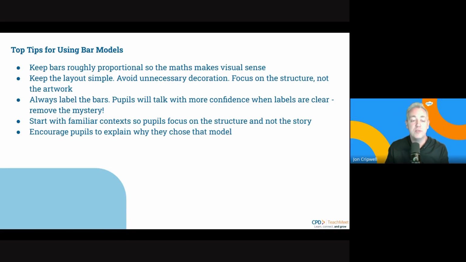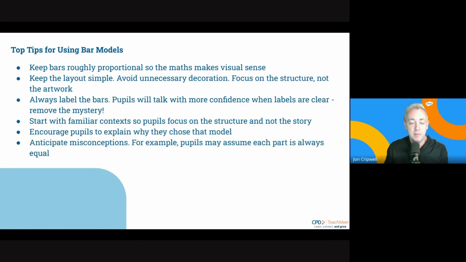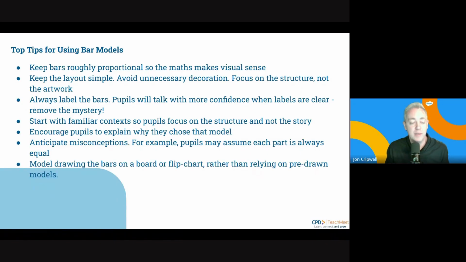Importantly, encourage children to explain why they chose that model. That metacognition, thinking about why we're doing what we're doing, is really important. Anticipate misconceptions. For example, pupils may assume each part is always equal, and that's why proportionality is really important as well. We need to show that they're not necessarily equal, except where they are equal. And that representation is really important.